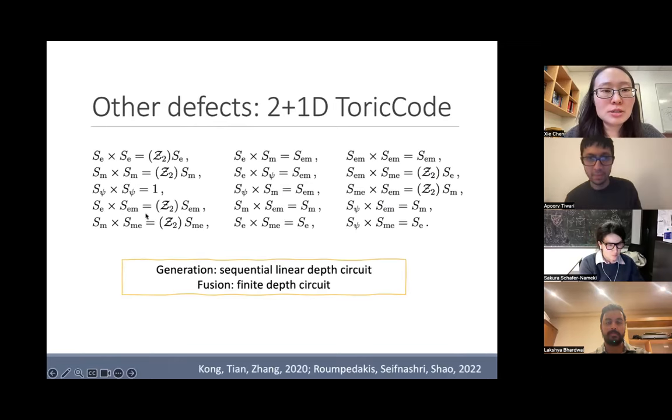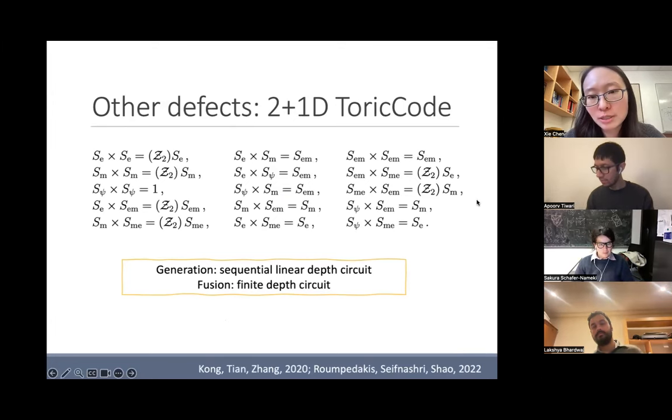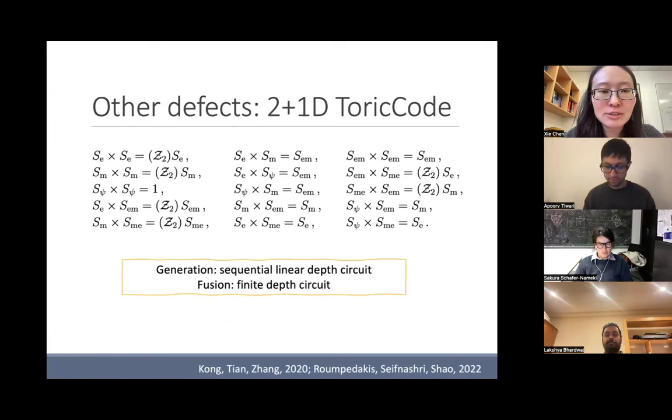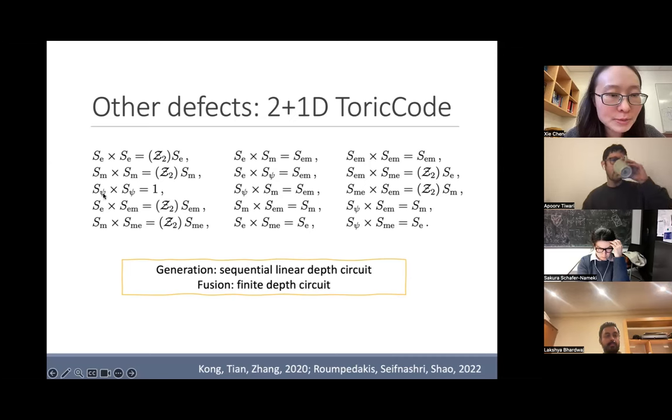Okay, so again, as Shihu mentioned, there are other defects in 2+1D toric code. There are actually 6 types of defects, and there's a big fusion table. And we wrote in our paper how to sequentially generate each of them, and then how to fuse every pair of them using a finite depth quantum circuit. Okay, so this SI, this is the invertible one.